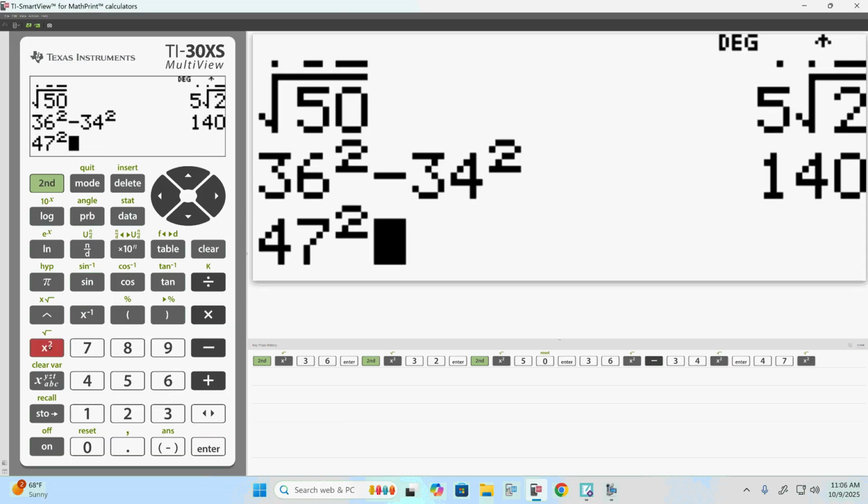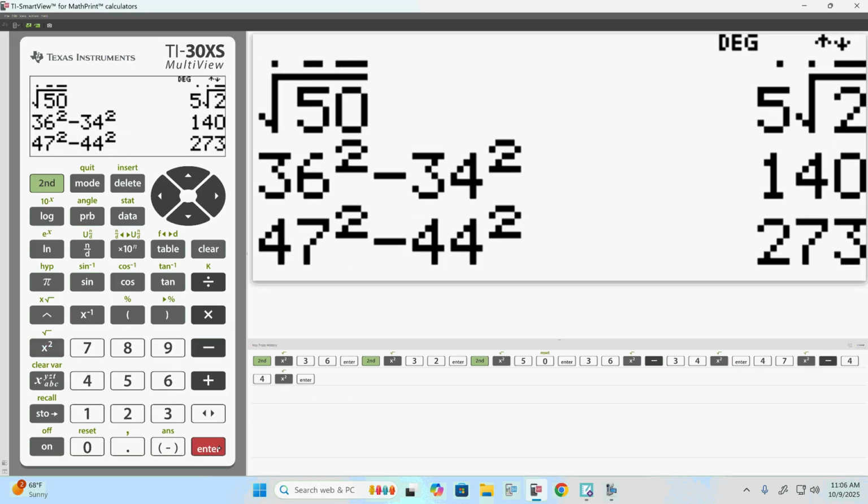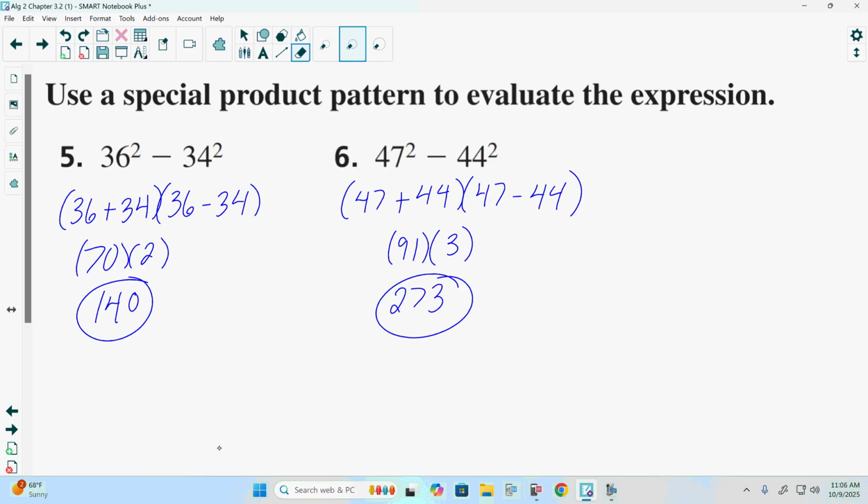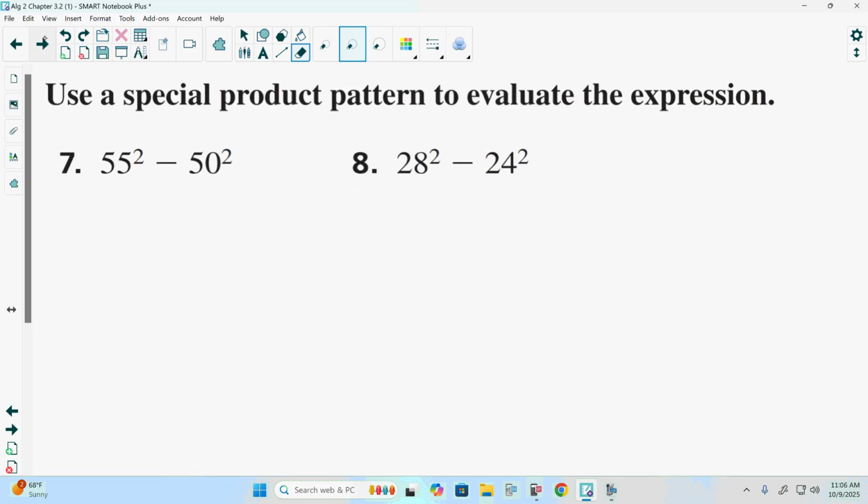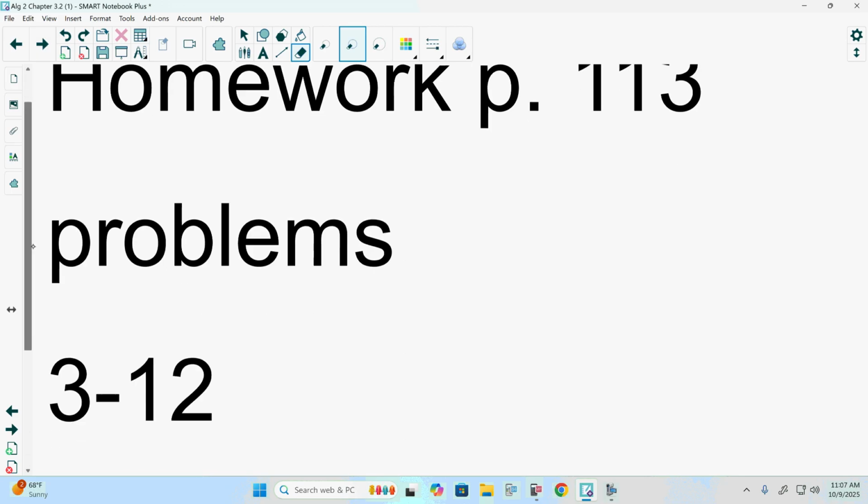Or if we have a calculator, it'll do it for us. Questions on this here? That's it.